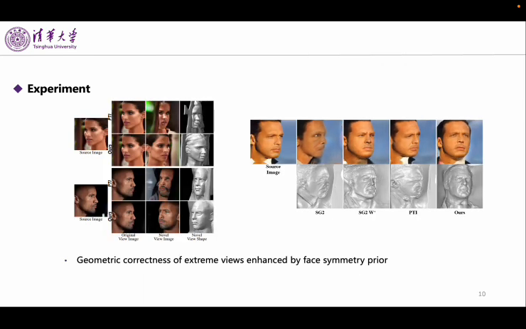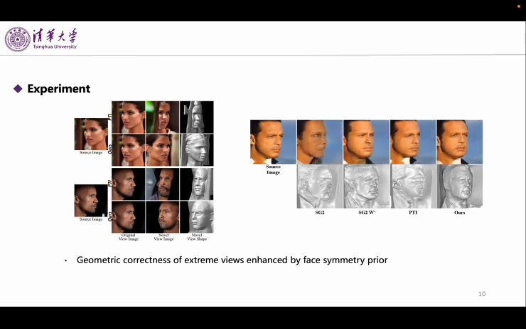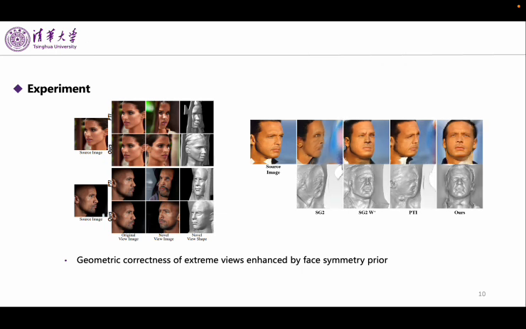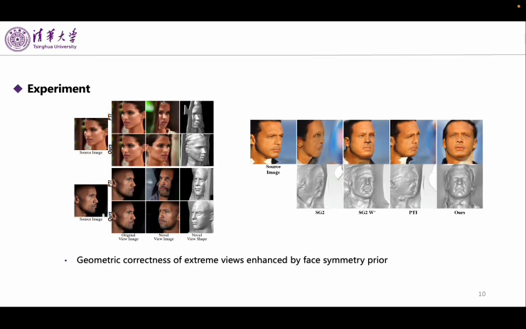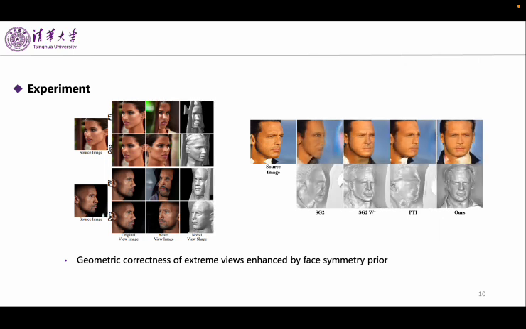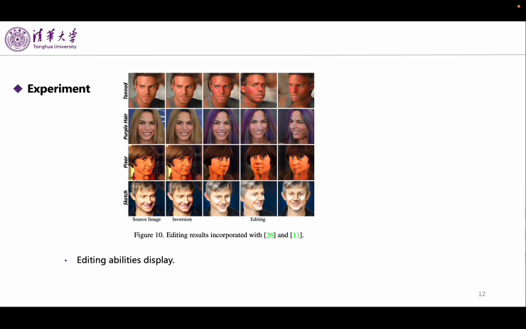Here we show several visual results. We can find that even if we input a side face to our model, the geometry remains correct and stable. The symmetry prior introduced in our method significantly improves the geometric correctness. And here we show the results of the ablation study and the multi-view dataset. Since our method is incorporated with the pre-trained 3D GAN, our method can edit the 3D portrait. Here we present several editing methods, including text editing and stylization.